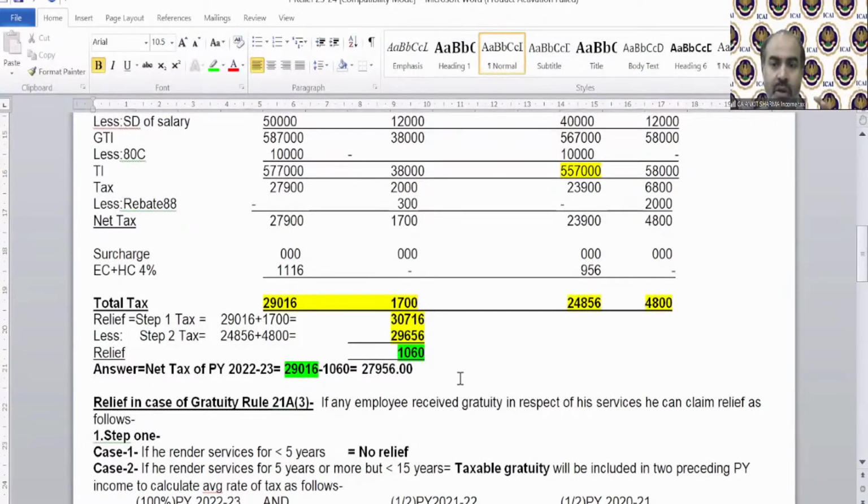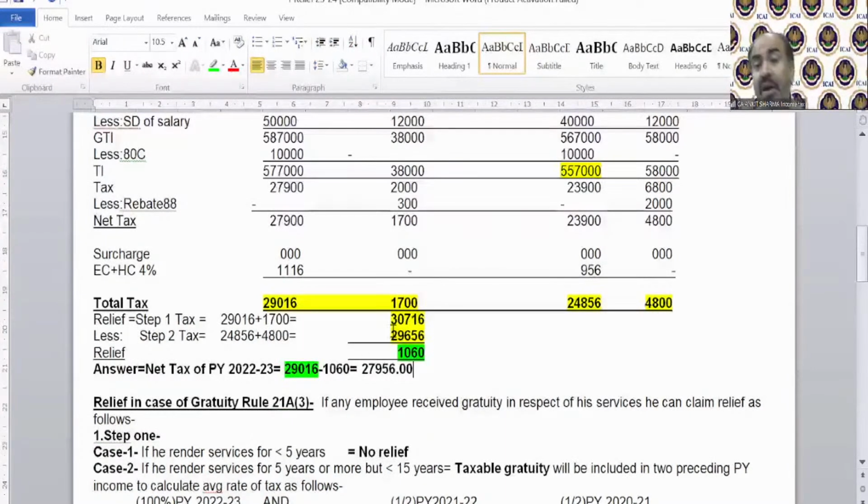Understood? So in the case of arrears, again, I am saying the same thing. There is no new provision. The tax calculation and other provisions are exactly the same as normal. You just need to do one thing: include arrears in the current year and exclude them from that year, and then reverse it, excluding from the current year and including in that year. Calculate aggregate tax both ways. And if step 1 tax is higher than step 2, then the balance is relief, which is going to be deducted from the current year tax liability.